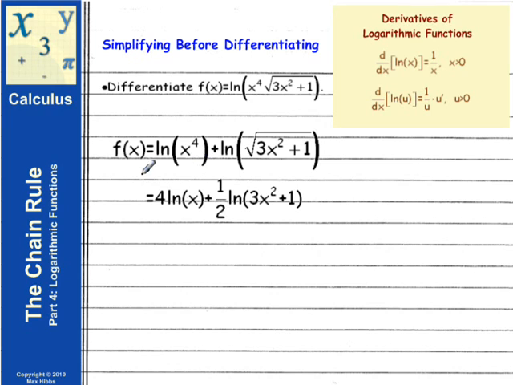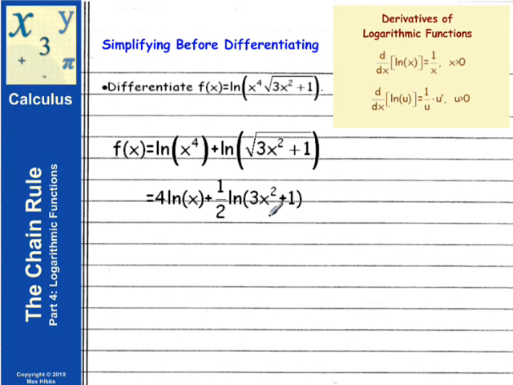So we can write the function f as the logarithm of the first factor, x to the fourth, plus the logarithm of the second factor, which is the square root of 3x squared plus 1. And then I've combined a couple of steps. One, we have the third law of logarithms that says we can bring this exponent 4 as a factor in front, so it's 4 times natural log of x only. We can think of square root as being a power of 1/2, and so I've brought that power 1/2 in front of the logarithm, so it's the logarithm of the argument 3x squared plus 1.